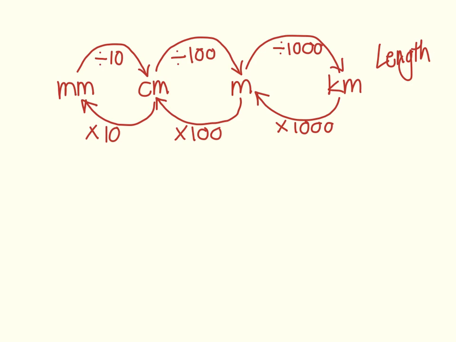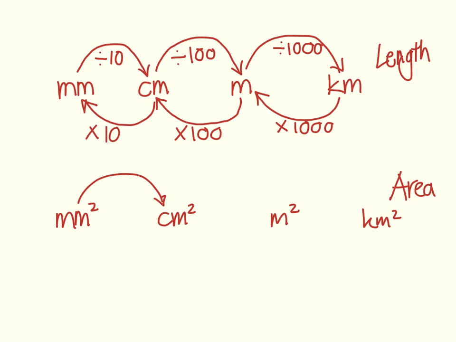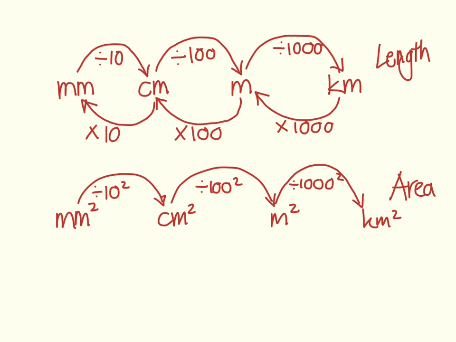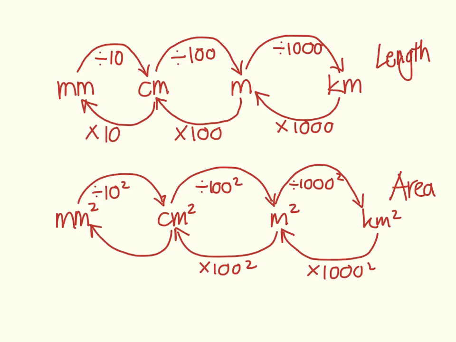And we're back again to our one direction. Okay, when we are dealing with area, we go millimetres squared, centimetres squared, metres squared, and kilometres squared, which means that when we are going from millimetres squared to centimetres squared, it is divided by 10 squared, okay, or 100, divided by 100 squared, or 10,000, divided by 1,000 squared, and multiplied by, multiplied by, multiplied by.